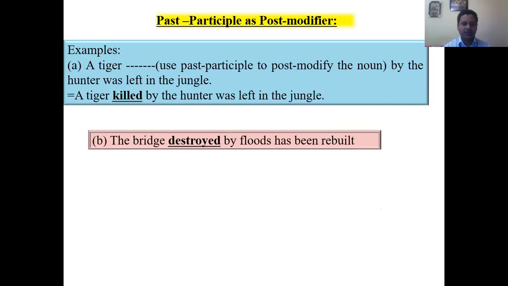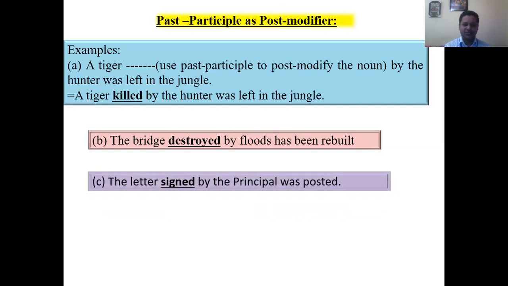Another example, the bridge destroyed by floods has been revealed. Here the word destroyed is a past participle sitting after bridge, modifying the noun. The bridge is the noun. Destroyed is modifying the noun bridge. Sitting after bridge, it works as a post-modifier. It is a past participle form of a verb but works as a post-modifier.